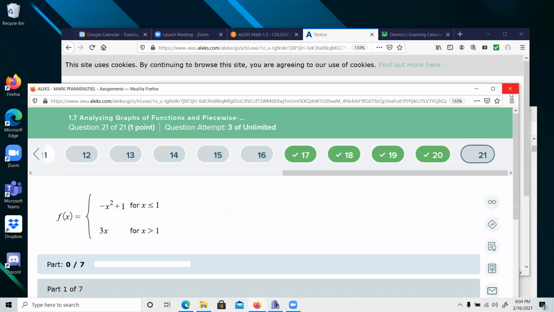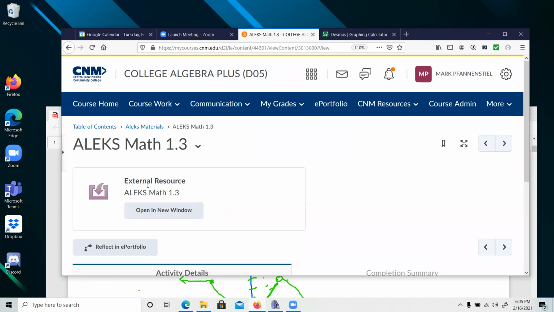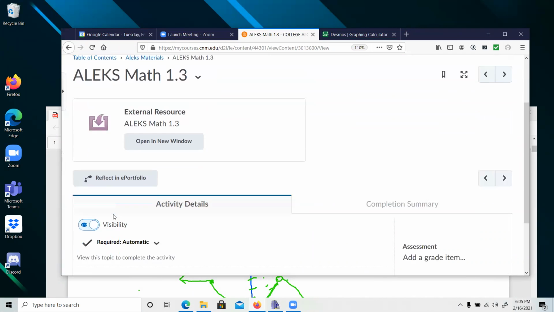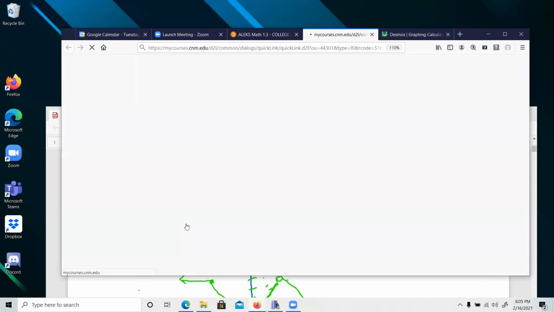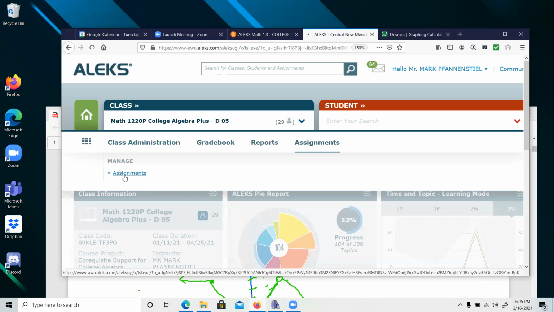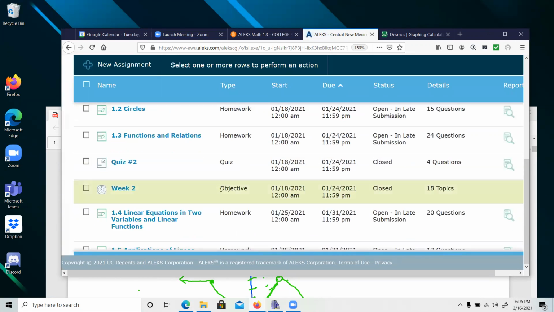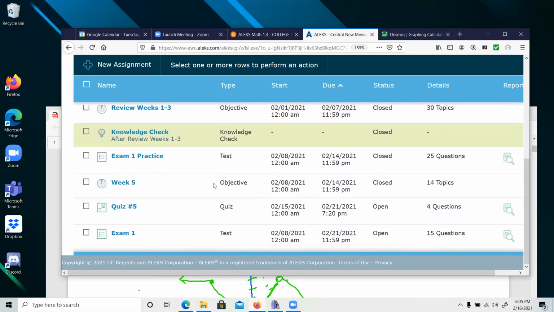Shoot. All right, let's get rid of this. We'll go on to the next one. Okay, so that's 1.7, and then let's jump into 1.8 here. Click out of that and open that in a new window. We'll hit our assignments. Sorry about that. I don't want to scroll down on that at all because I get notices.